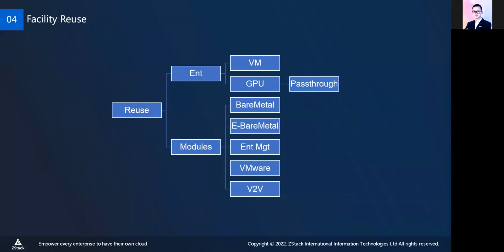And then it's facility reuse. We know that in the future we may have a lot of cases of migrating from VMware to ZStack. In that scenario, first you need to buy the VMware management module, and also the V2V module to take over vCenter and migrate the ECS instances to ZStack. You can also use bare metal servers to take over some physical hosts, and also adopt the enterprise edition.